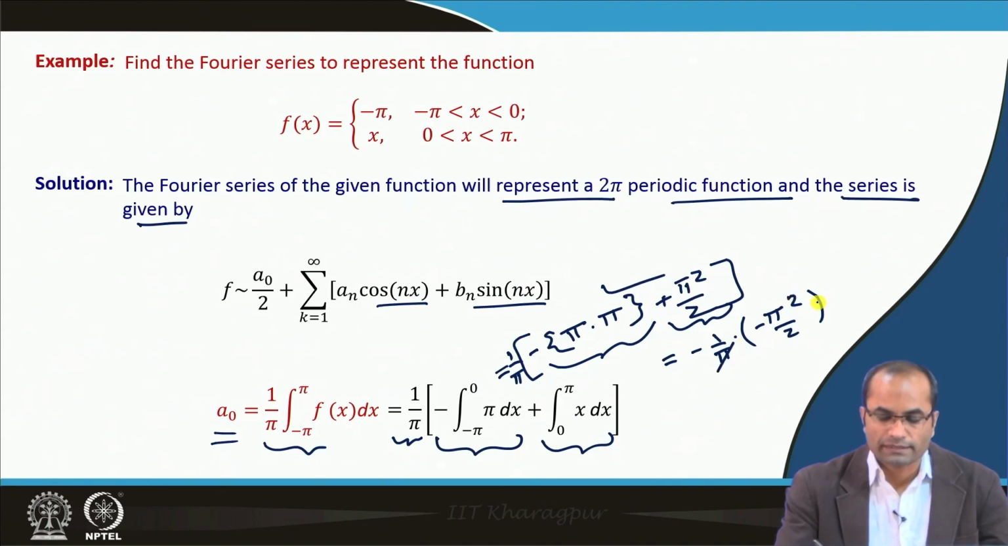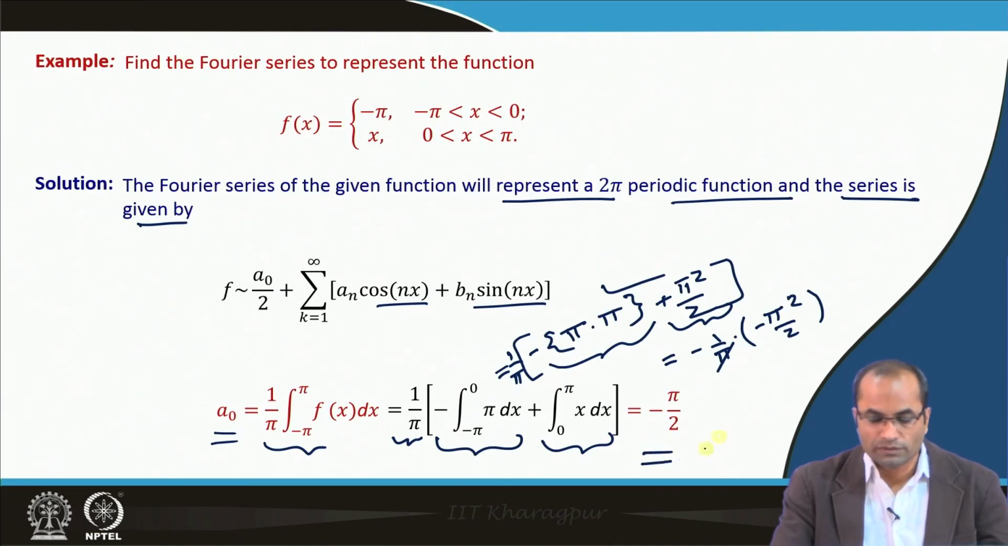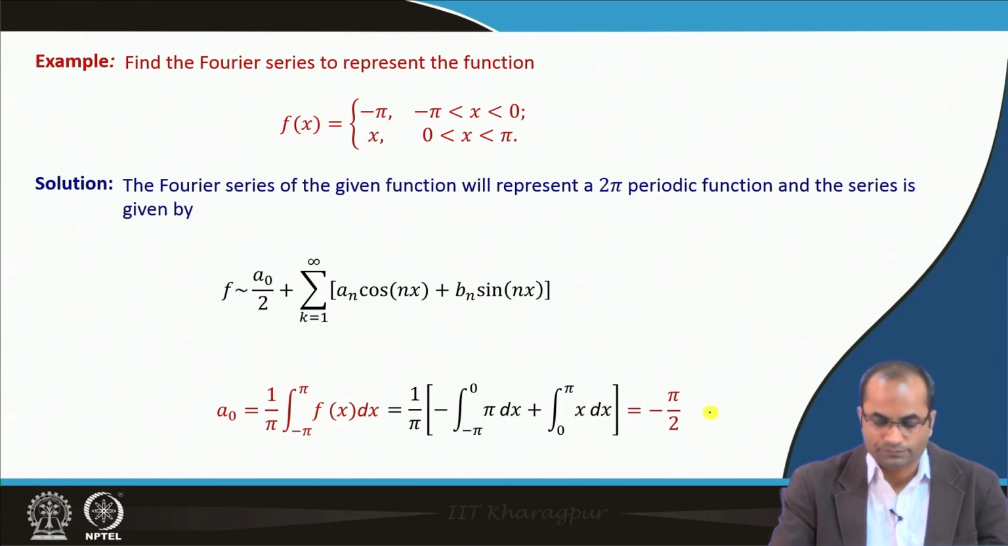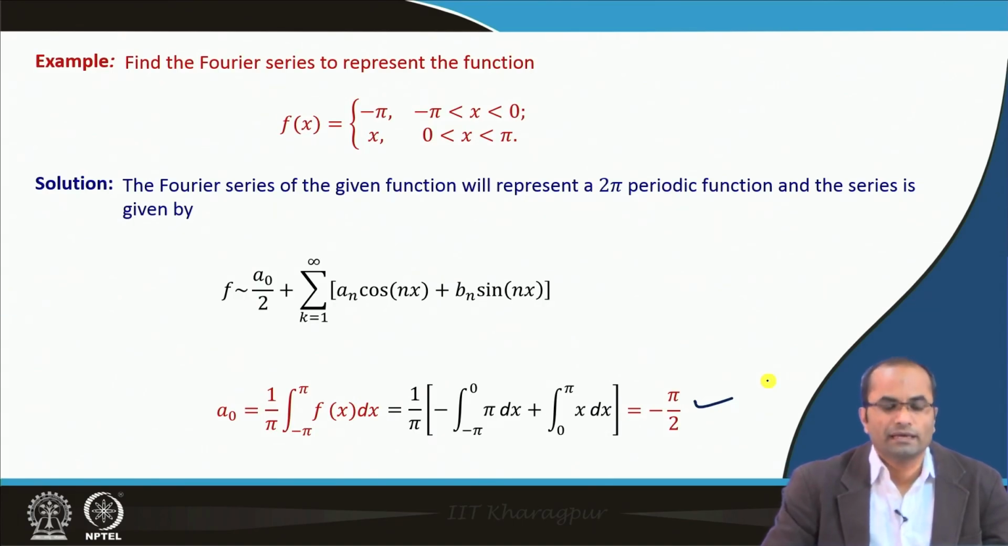So, this pi gets cancelled, and we will get just pi by 2 with a minus sign, because this was minus pi square, and then we had this plus pi square by 2 in the bracket, and the 1 over pi was sitting outside. So, minus pi square by 2 is coming with 1 over pi. So, we are getting minus 1 by 2 into pi. So, that is the a naught, and now we will compute a n and b n.